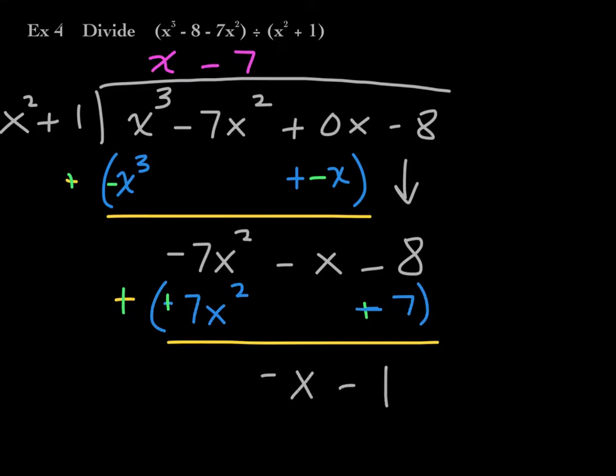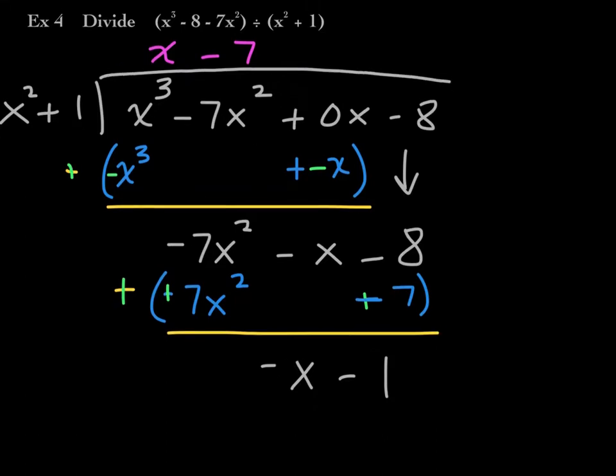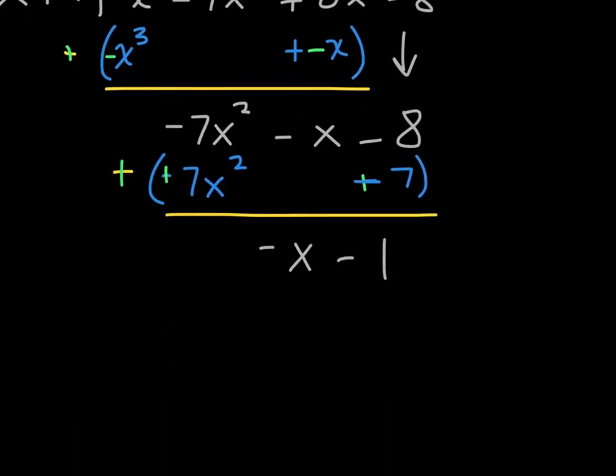Okay, now watch this. This is degree 1. The exponent is there. It's a degree 1 polynomial. Your divisor is degree 2. Because this is lesser degree, we are done. So our final answer can be written, let me move this up, okay? Your final answer can be written like this.